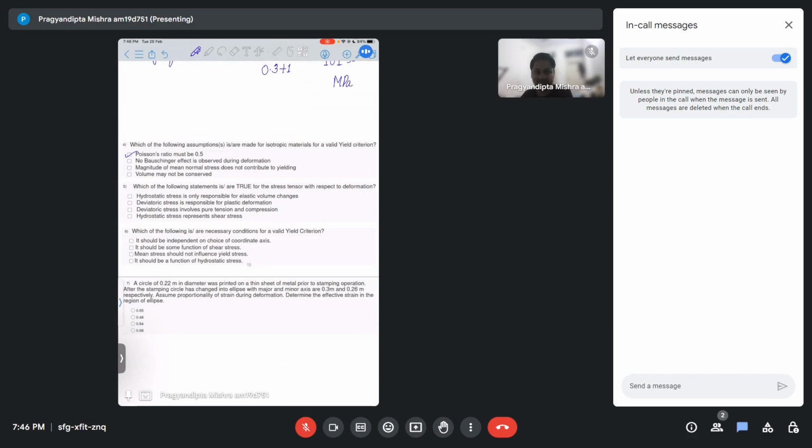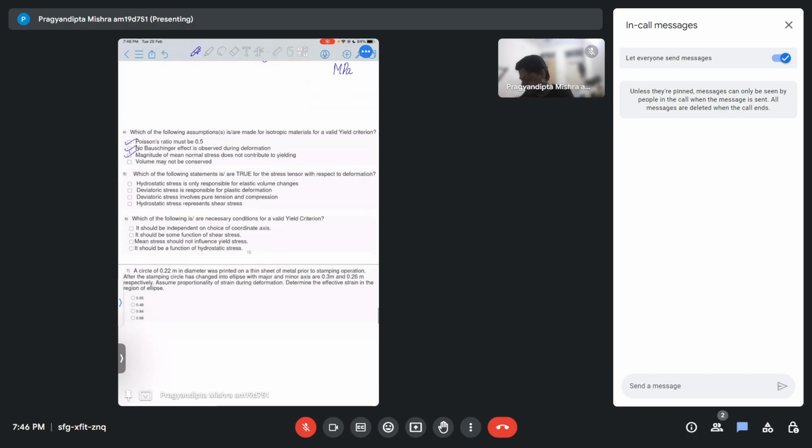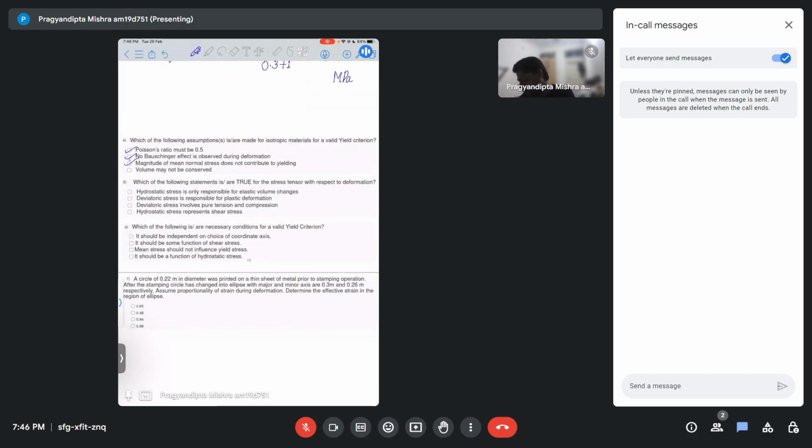We do not want any Bauschinger effect. Compression and tension should be equal, so that is also correct. Next option, magnitude of mean normal stress does not contribute to yielding. Again, that is correct. And finally, volume may not be conserved. No, we want the volume to be conserved, so that is not a correct option. Next question, which of the following statements are true for the stress tensor with respect to deformation?